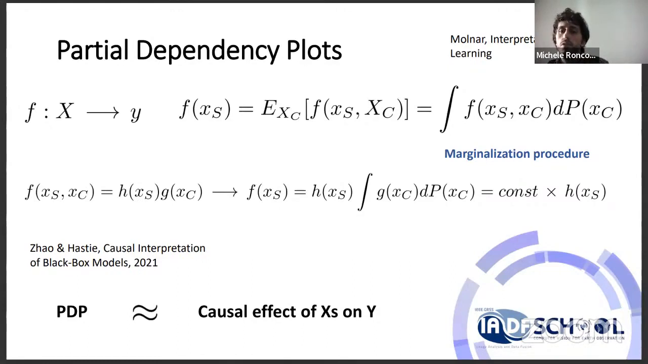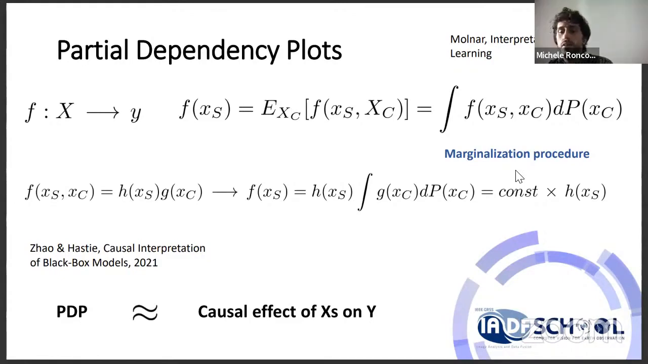Just to say that, for instance, in a very specific case, if the function can be split into the multiplication of a function H that depends on XS and a function G that depends on all the others, XC, usually many other variables, then if we apply the partial dependency, we indeed obtain a good approximation of the function along that dimension, because the integration of G gives a constant, and we get that F is basically proportional to H, which in this case contains all the information about the XS dimension.